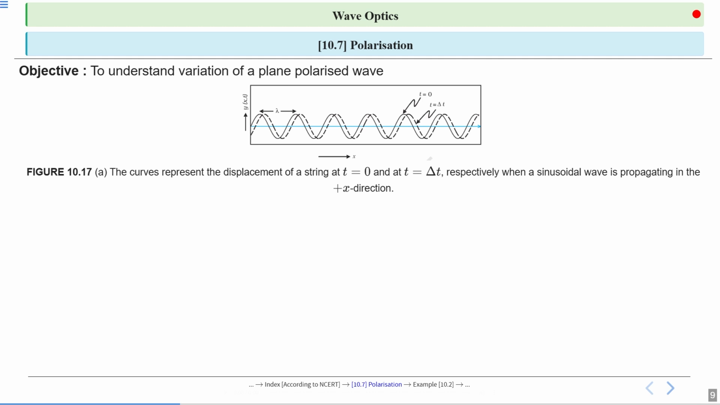Now we'll study the variation of plane polarized waves. Our objective is to understand how these waves vary. Take a look at the image on the slide which shows a sinusoidal wave propagating in the positive x direction. This will be our reference as we discuss wave motion.